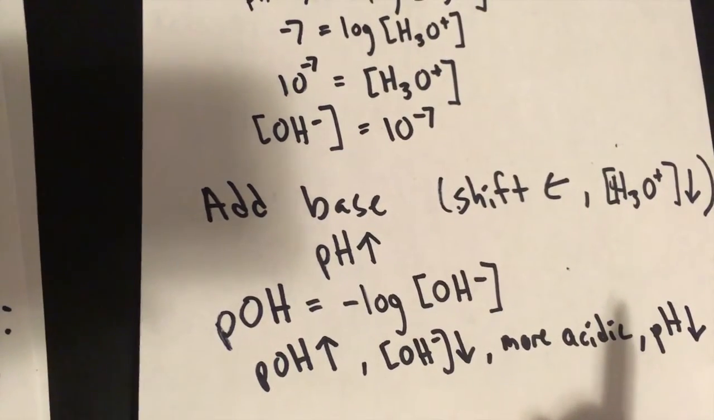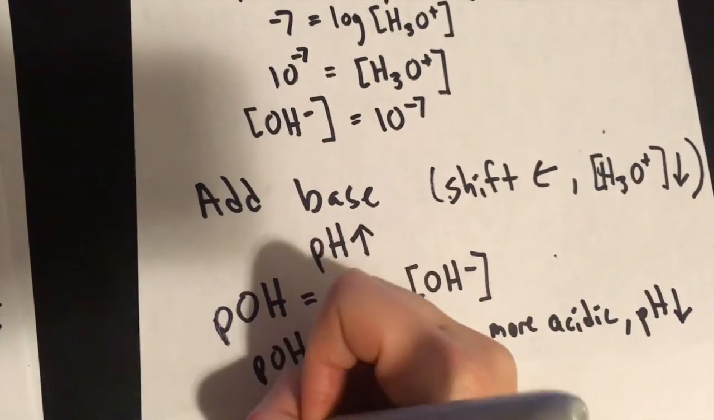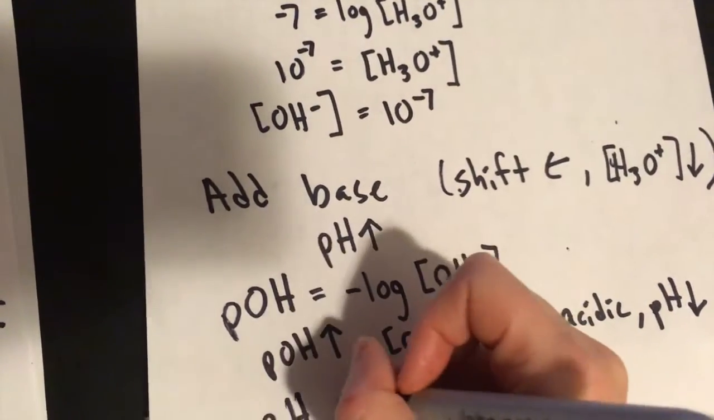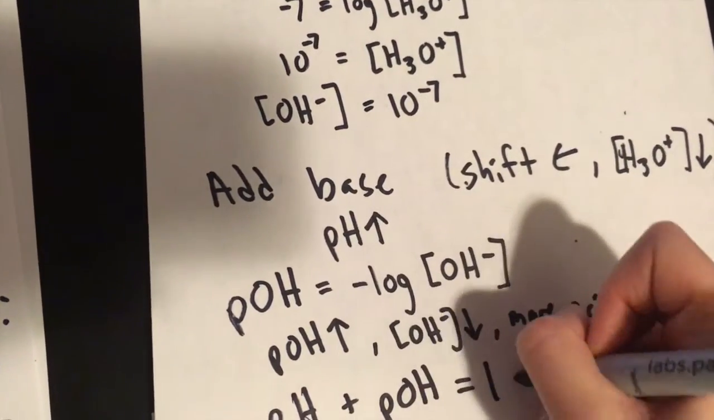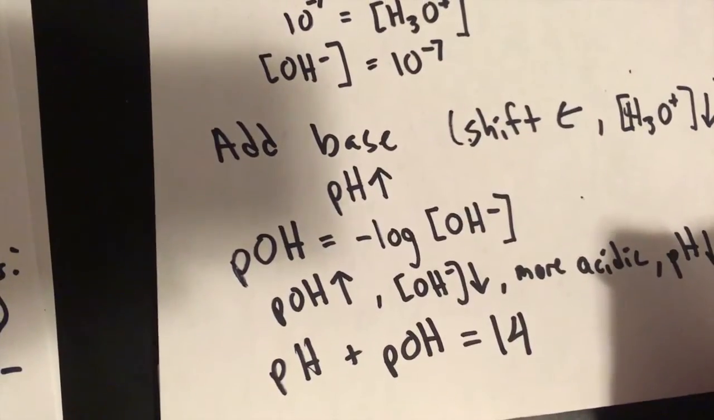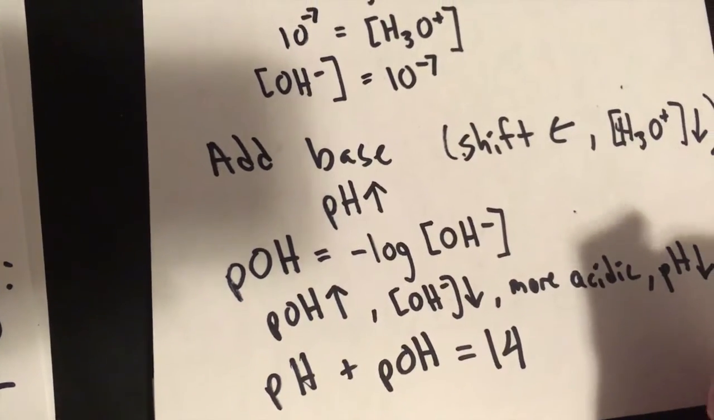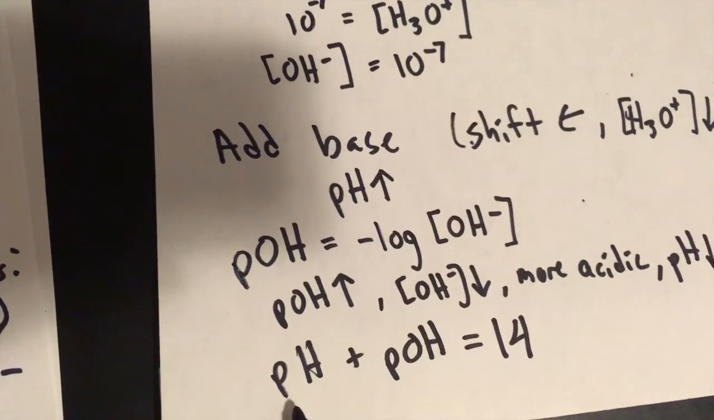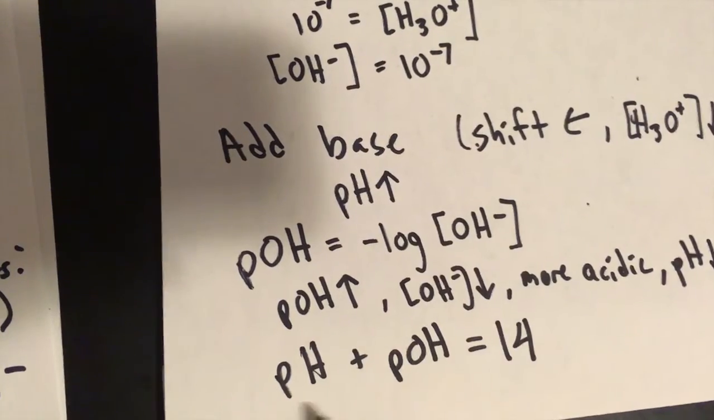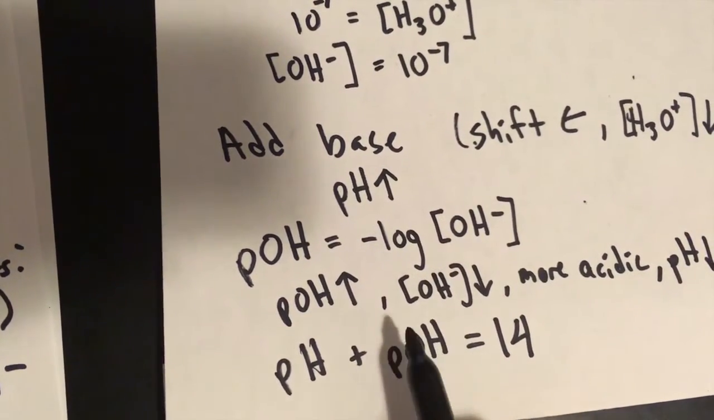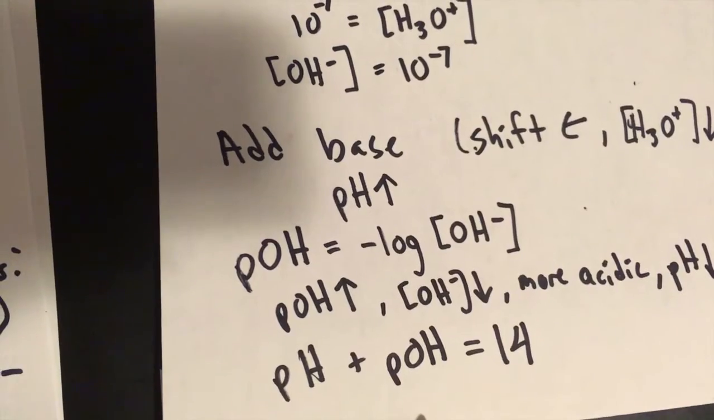We can actually relate them exactly using this equation. pH plus pOH is always equal to 14. We can check for a neutral solution. For a neutral solution, the pH would be 7 and the pOH would be 7, and so they'll add up to 14. If we have a basic solution, the pH will get higher and the pOH will get lower.